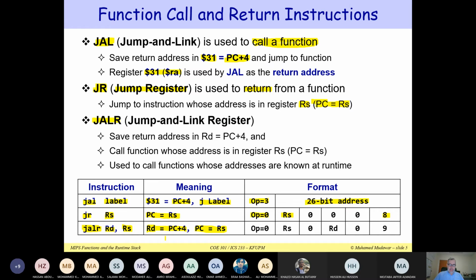It's also useful in some programming languages where you would like to have the address of a function itself. The address of the function is known at runtime. For example, in object-oriented programming languages, the address of a function might not be known to the compiler, and it's only known at runtime, and therefore you would like to place the address of a function in a register. So you use jump and link register to call the function and also to save the return address.